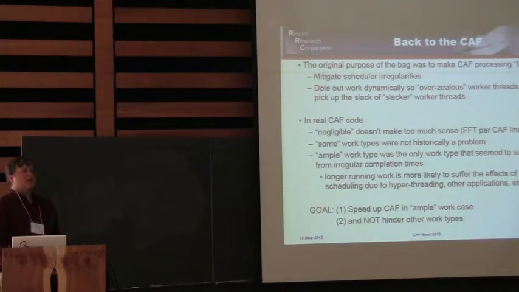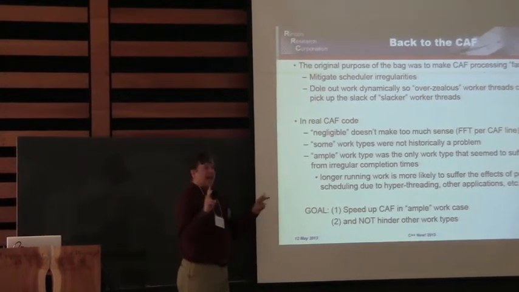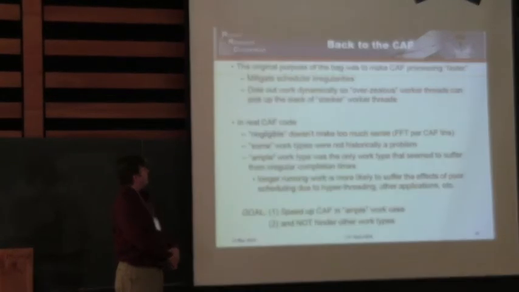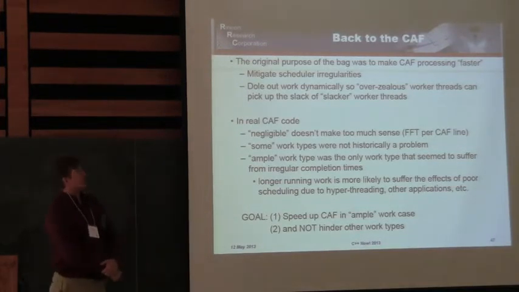Okay. So remember, this is all about the CAF. Let's go back to the CAF. The original purpose of the bag was to make CAF processing faster. We want to mitigate scheduling irregularities, and we want to dole out the work dynamically so overzealous workers can pick up the slack of slacker worker threads, like Fred, who went to get his pizza.